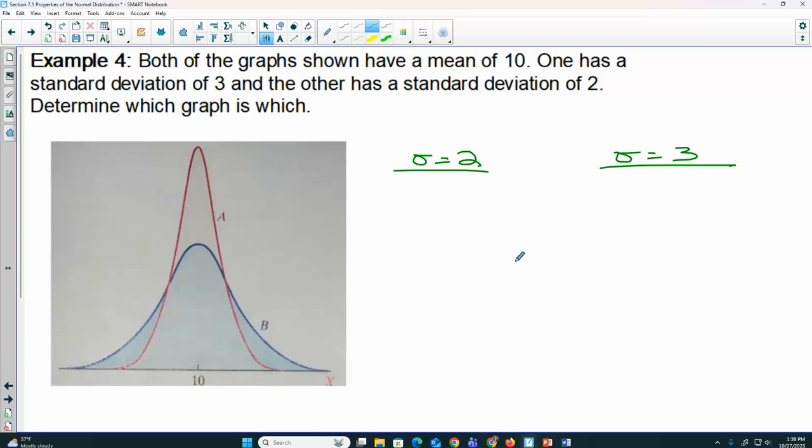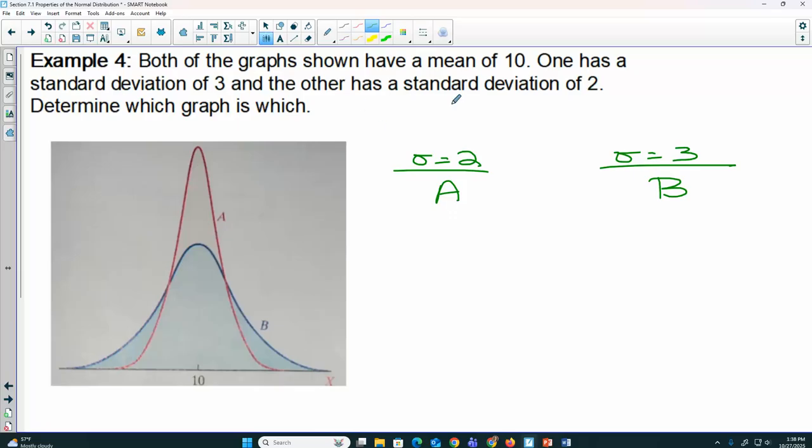What happens when standard deviation gets bigger? It spreads, right? Standard deviation is a measure of the spread. And all we've said before is the bigger the standard deviation, the more spread out. So 3 is a bigger standard deviation. That means that curve should be more spread out. Which one is it? B, because it's a wider, fatter curve. So that means A has a standard deviation of 2. Is that okay?